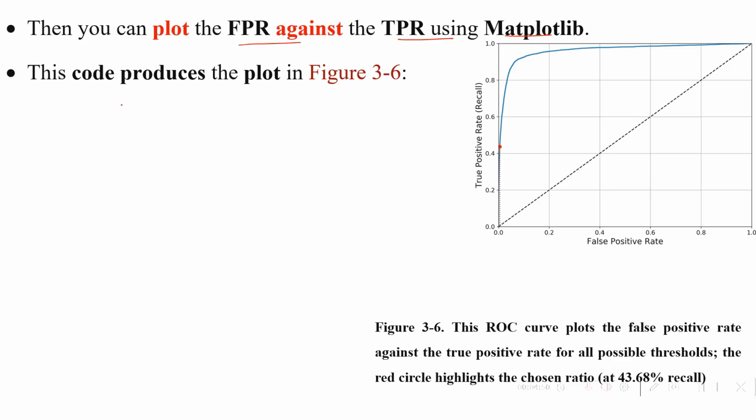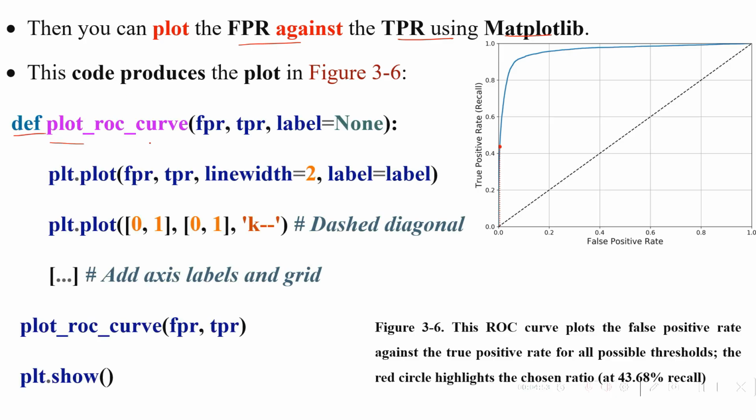So the code is: define plot_roc_curve, providing the false positive ratio and true positive ratio, with label equal to None. plt.plot(fpr, tpr, linewidth=2, label=label), and plt.plot with x between 0 and 1 and y between 0 and 1 for the dotted line. Then plot_roc_curve between the FPR and the TPR, and plt.show. It shows the false positive ratio on the x-axis and the true positive ratio on the y-axis. That shows the ROC curve.